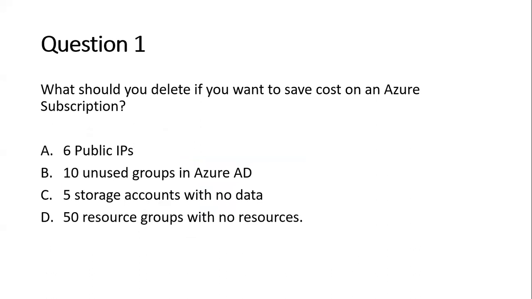What should you delete if you want to save cost on an Azure subscription? Six public IPs, 10 unused groups in Azure AD. Okay. Group means what? Resource group. Five storage accounts with no data. And 50 resource groups with no resources.